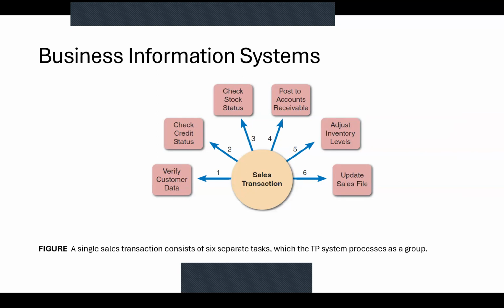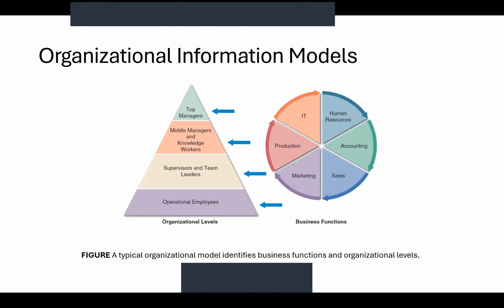And again, to support all these transaction processing systems, system integration, and business needs, all this is done at different organization levels, which is shown in this slide. This slide shows an organization model that identifies business functions and organization levels. All these things are done at different levels by different departments.